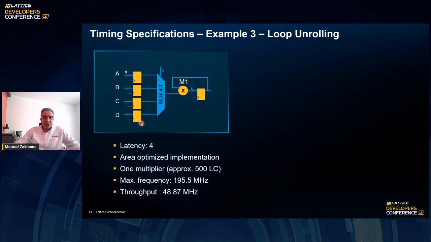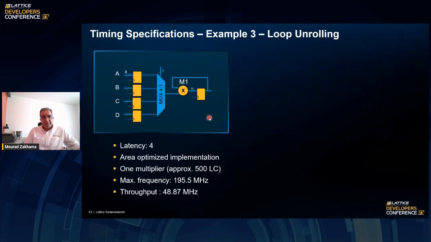So in this case, we have a latency of 4, but also it takes 4 clock cycles to have the multiplication of A, B, C, and D completed. We can operate at 195 megahertz, but the actual throughput that you have here is 195 divided by 4 because you have to go through the 4 inputs in order to complete the multiplication.